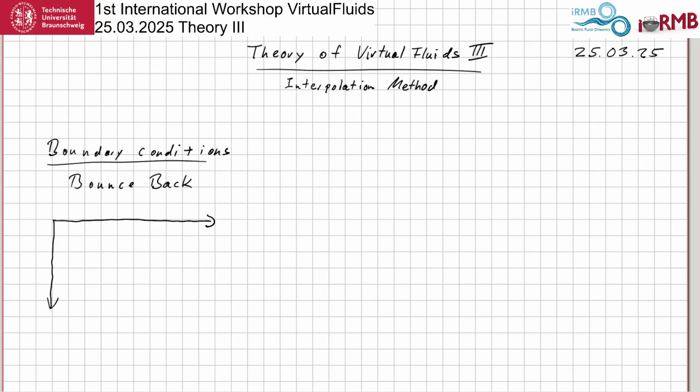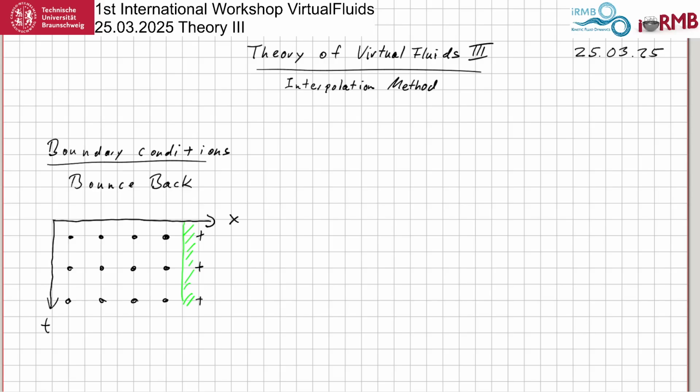And for understanding this, I again use my characteristic diagram where we only look at one spatial dimension, x, and the temporal dimension here, and we have here our lattice nodes. We assume, so we would also have lattice nodes here, but they are actually not active because we have a wall in between here.